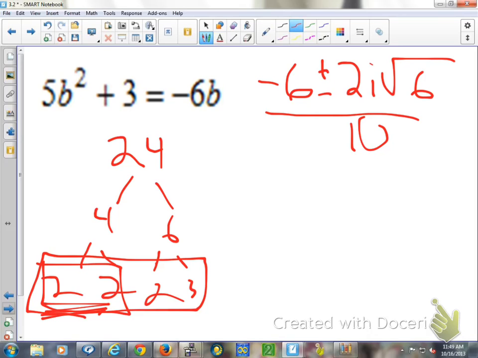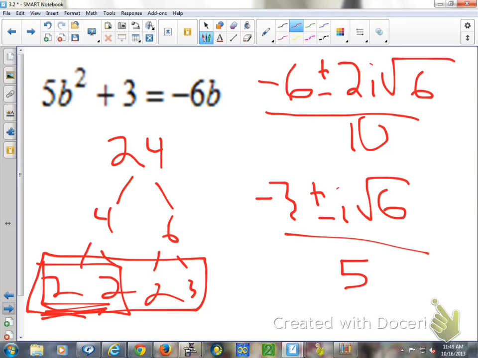So if you divide all that by 2, just to reduce it, you get negative 3 plus or minus 1I radical 6 over 5. And that is your finished answer. That's what you need to have on your worksheet for number 7. Negative 3 plus I radical 6 over 5, and negative 3 minus I radical 6 over 5.